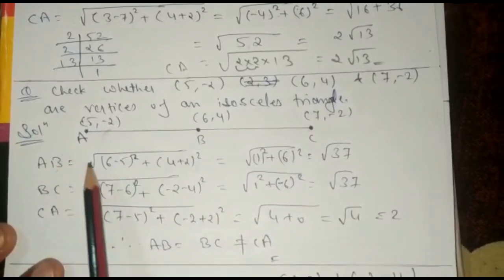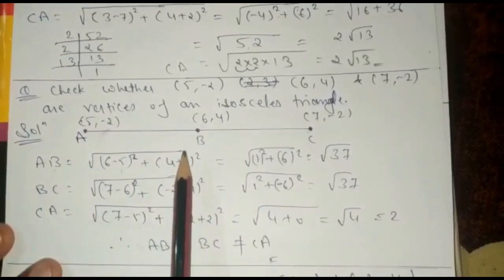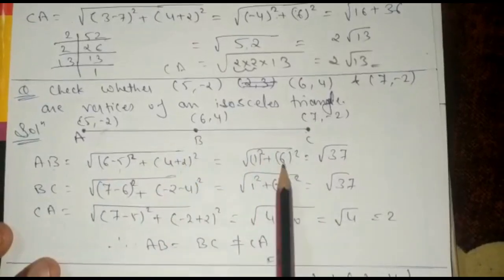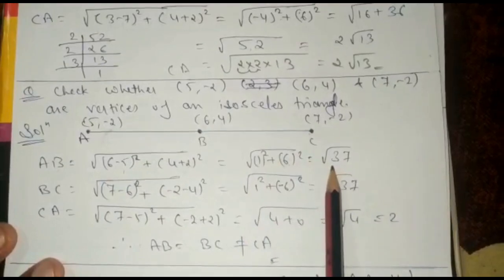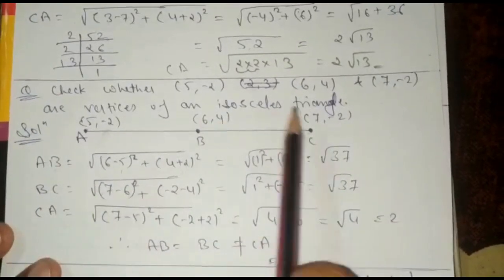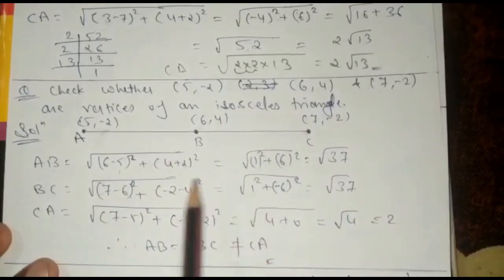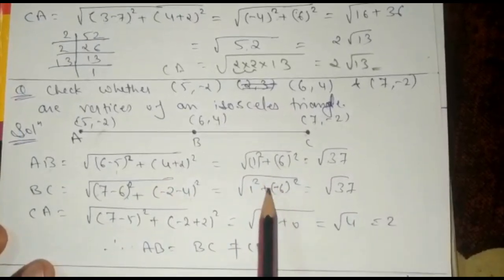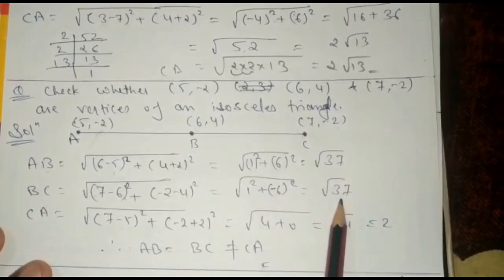Distance between AB will be equal to the square root of (6 minus 5) the whole square plus (4 minus minus 2, that is 4 plus 2) the whole square. 6 minus 5 will be 1, 1 square plus 6 square. 6 square will be 36 plus 1 square will be 1. 36 plus 1 will be root 37. BC will be equal to (7 minus 6) the whole square plus (-2 minus 4) the whole square. 7 minus 6 means 1 square. -2 minus 4 will be equal to -6. The square of a negative quantity is a positive quantity. So -6 square is 36, plus 1 will be root 37.